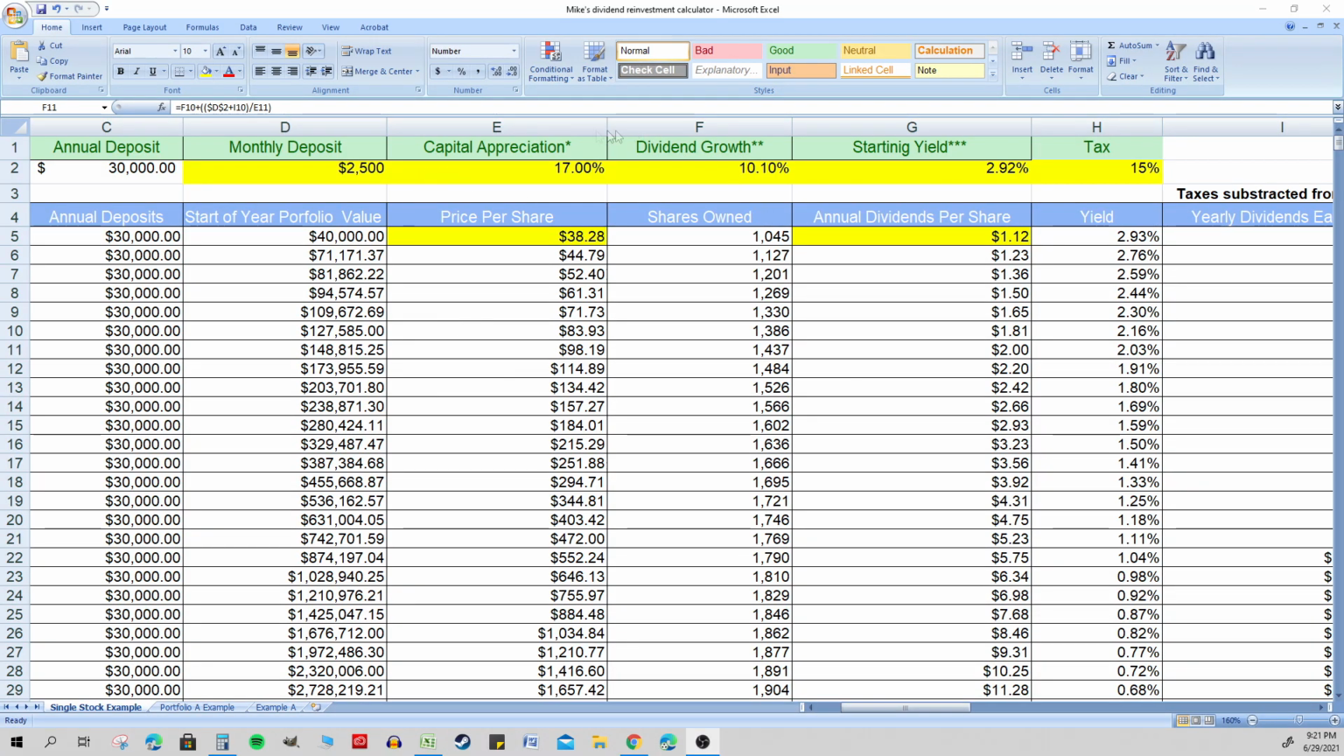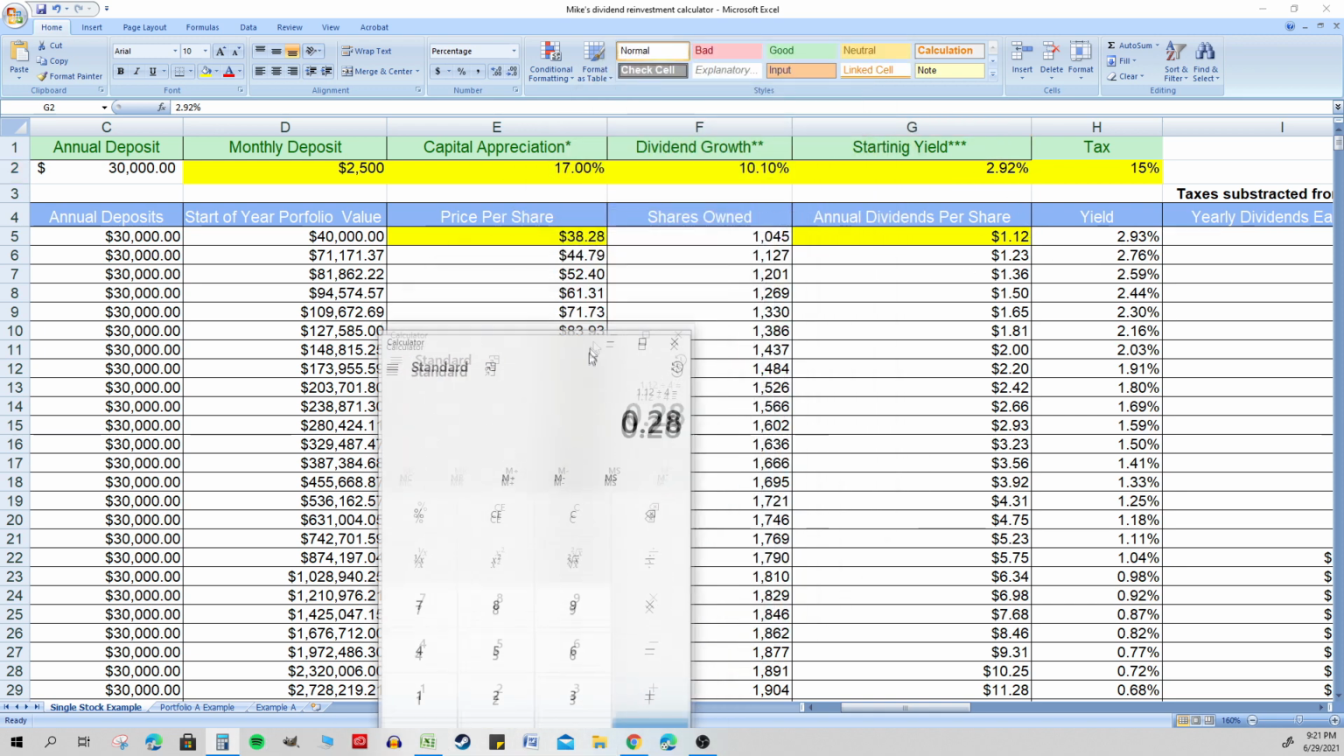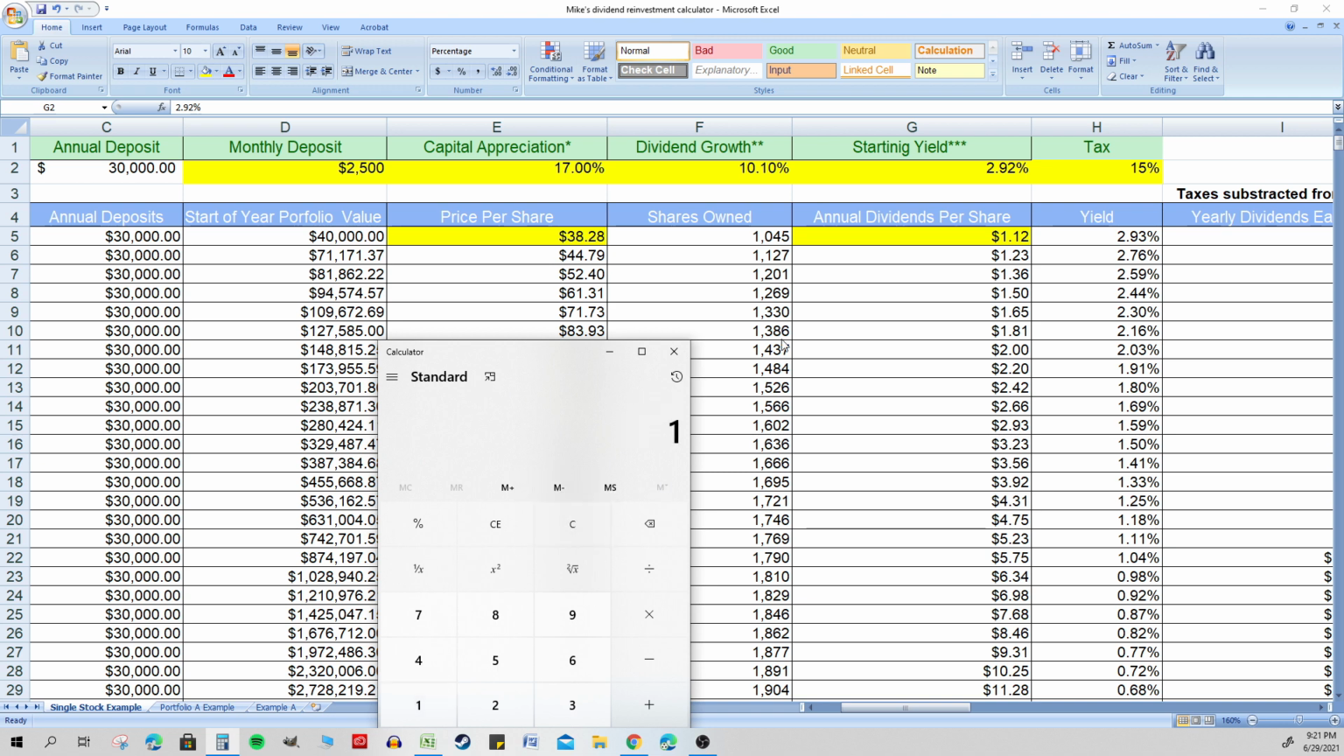The last thing we need to find is the capital appreciation rate of American Water Works. Now, the starting yield of American Water Works back in 2013, which is where I started my analysis, was actually 2.92% or 2.93, which is calculating automatically, but you can also calculate it for yourself. The yield is simply the dividend per share, which is the starting amount here in column G of $1.12, divided by the price per share at that point in time, which was $38.28 that we saw from Yahoo Finance. So there's the 0.0292.